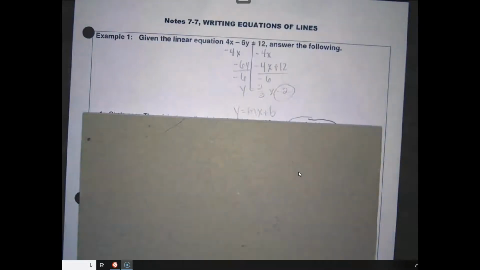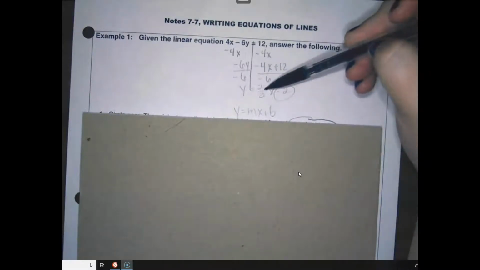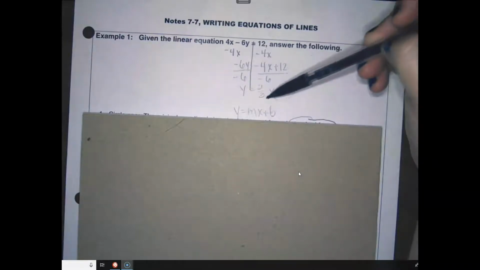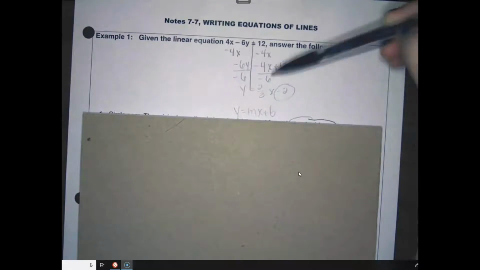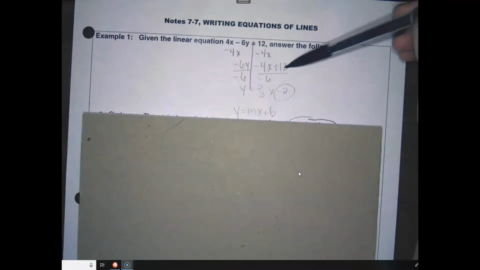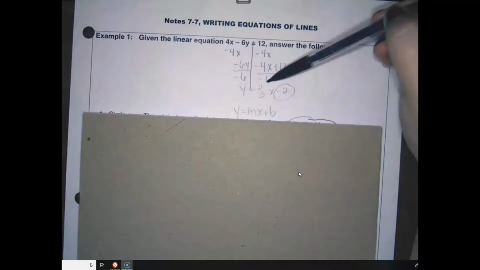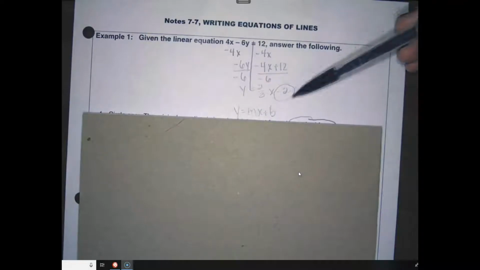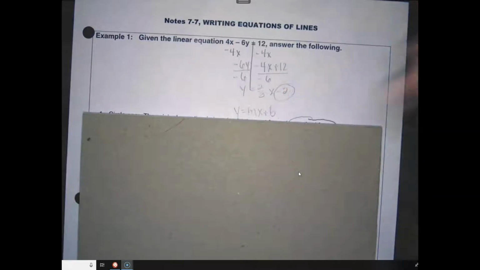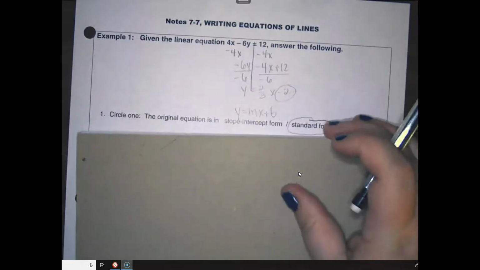Remember, I have to divide the whole thing by negative 6, not just part of it. So negative 4 divided by negative 6. Negative divided by negative is a positive, and 4/6 simplified is 2/3. So 2/3 x, plus 12 divided by negative 6, which is negative 2. You could have done plus a negative 2 if you wanted, or just minus 2. Okay, so let's look at the questions.